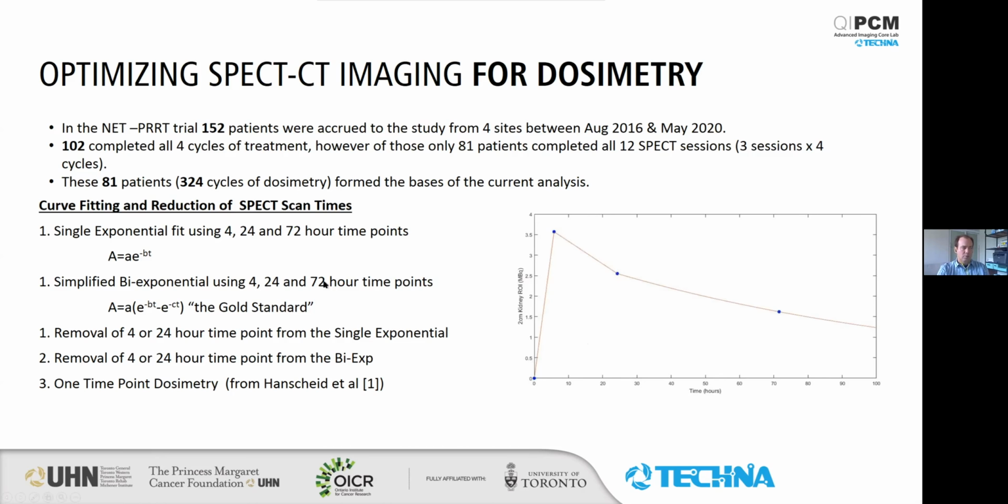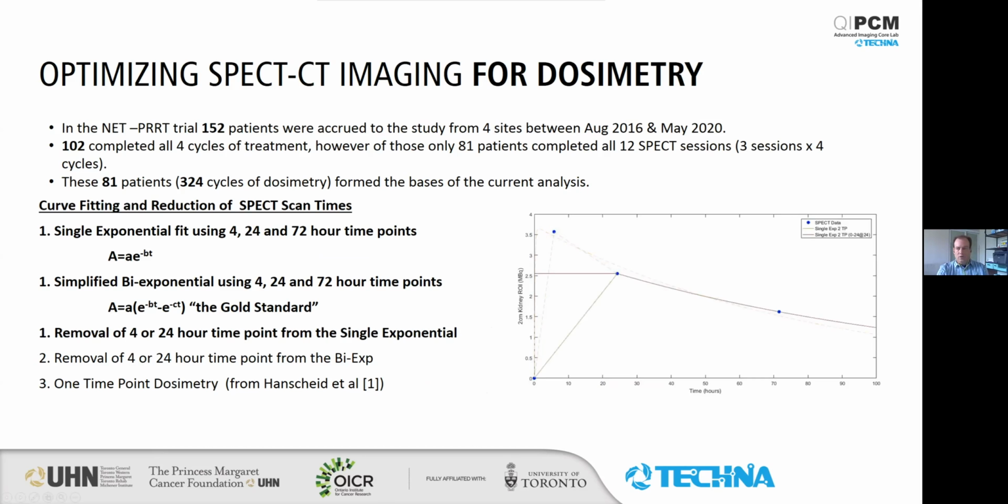So we can do this in a number of different ways. The first is using the single exponential fit, seen here, where we do a linear fit between 0 and 4, and then 4 and 24, and then a single exponential curve for the remainder, with the 24, 72, and infinity time point. Or we can do a more complicated way, which is kind of the standard in the industry, which is to do a simplified bi-exponential form. In this case, we'll do an exponential which incorporates both the increase and the decrease. And this is what we consider the gold standard for our analysis.